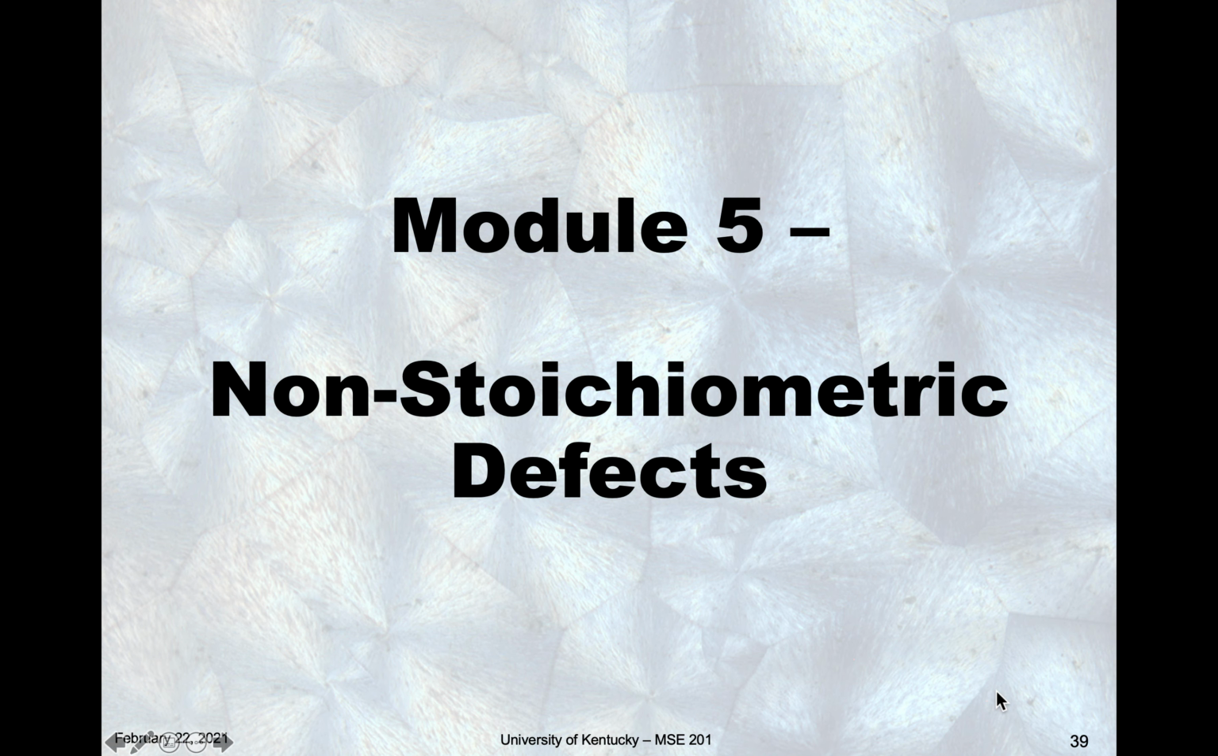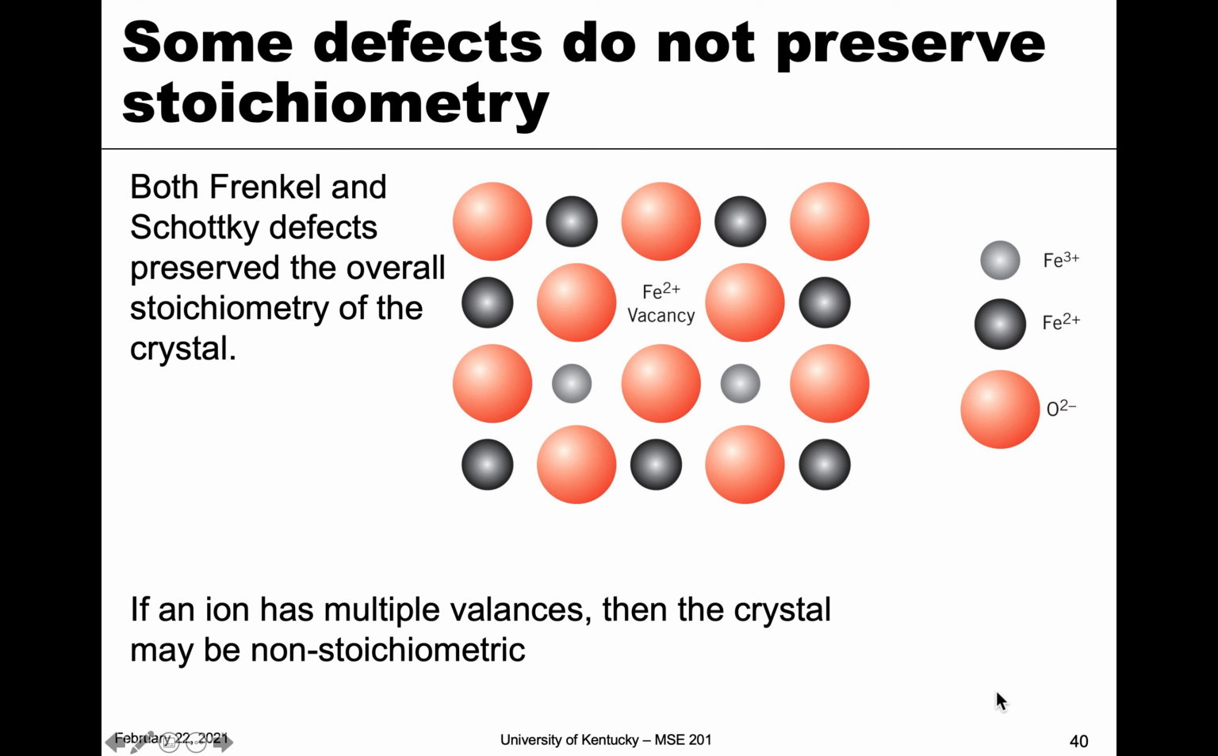All right. So now I want to talk about a different class of defects in ceramics because these are ones that are non-stoichiometric. So everything we've talked about so far, Schottky, Frenkel, is what we call stoichiometric. They don't change the ratio of metal, non-metal, cation, anion ratio. However, these defects do. All right. So basically these types of defects, these non-stoichiometric, do not preserve stoichiometry.